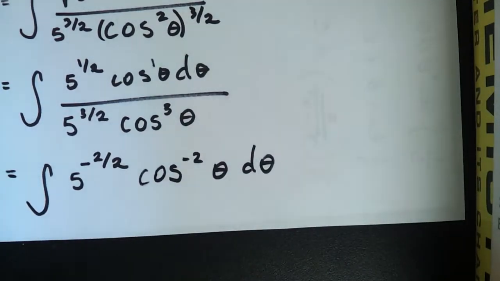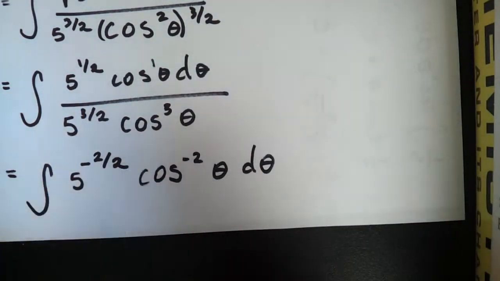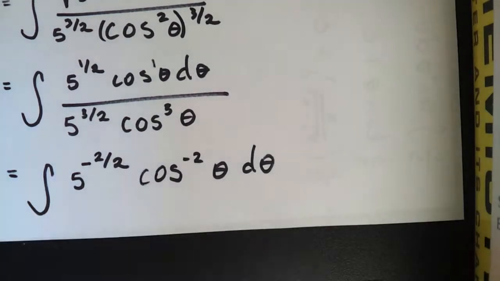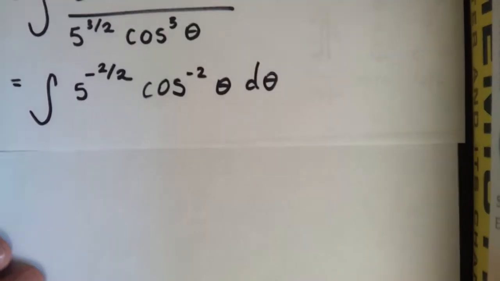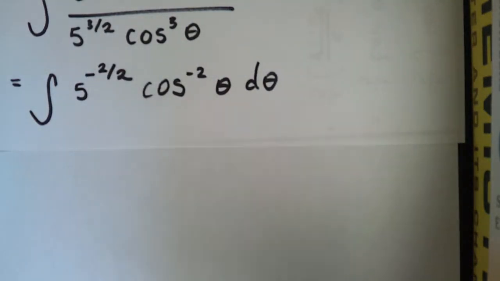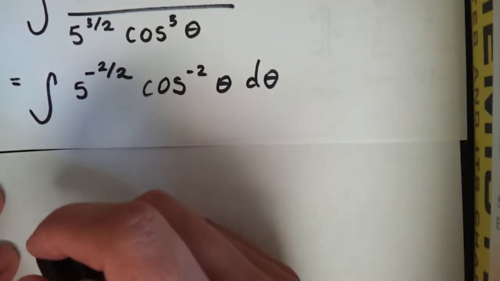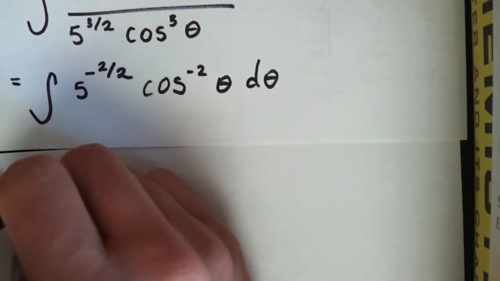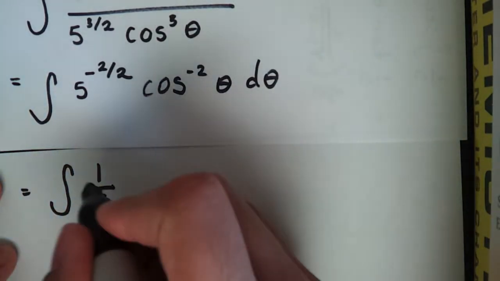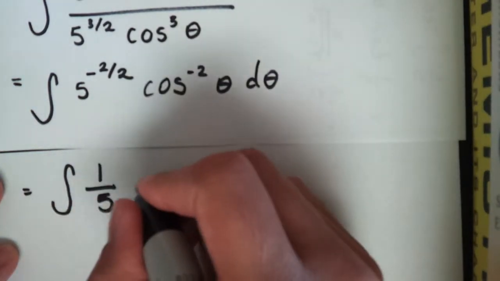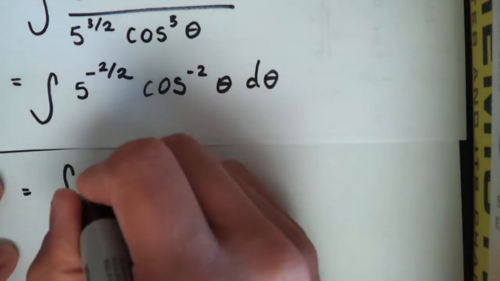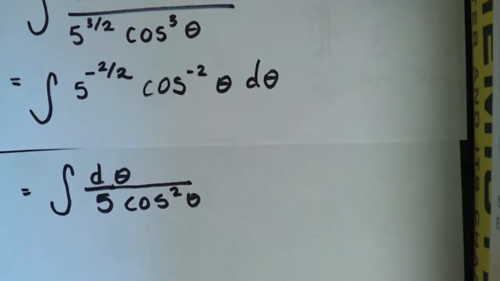Okay. I don't like how this looks, so I'm going to change it a bit so that it looks more pleasing to me. So if I say 2 over 2, that's the same as 1 over 1, or I could just say it's 1 over 5. So 1 over 5, right? I'm not doing anything too tricky here. Times cos squared theta, and I'll put d theta on top. Okay.